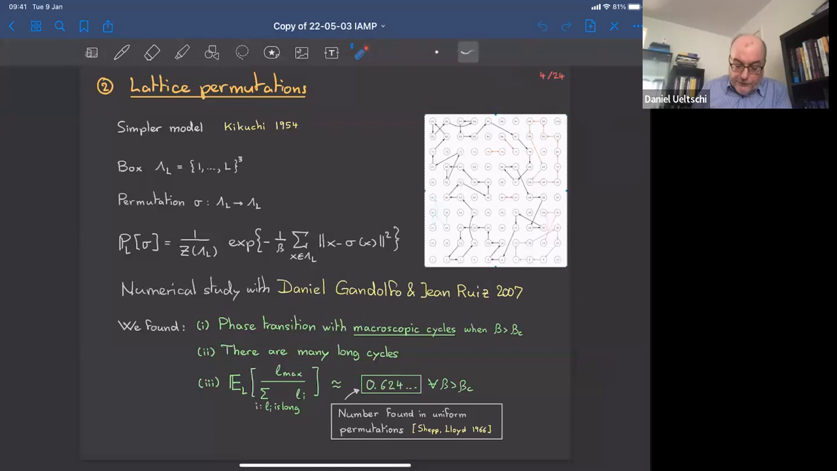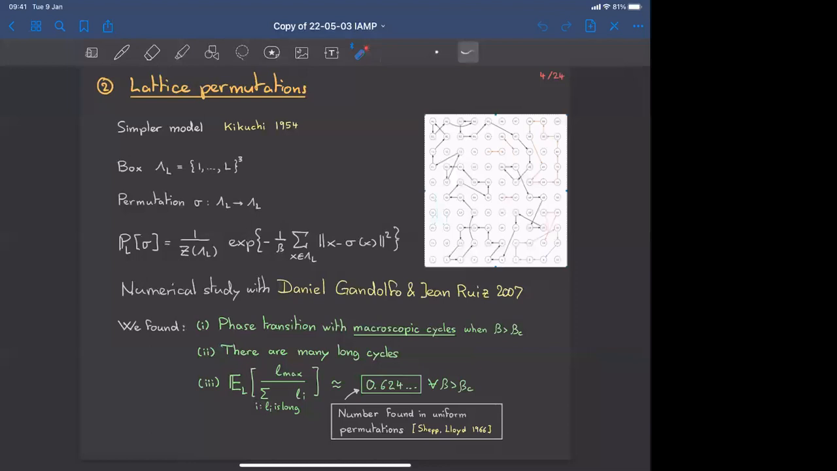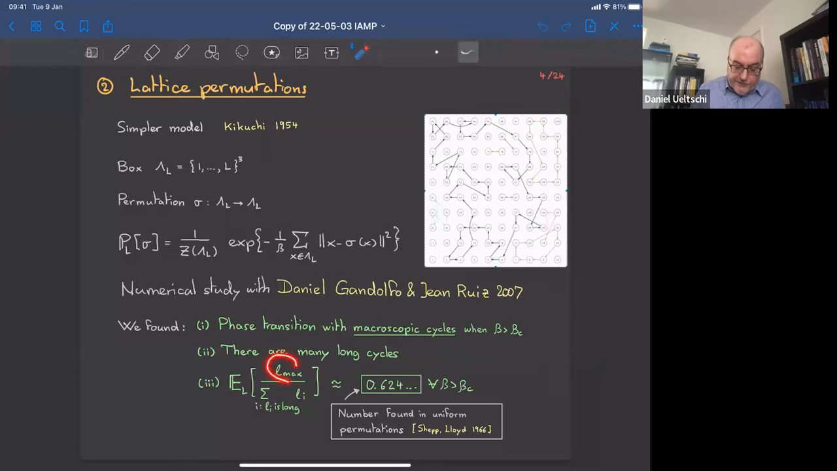The second numerical observation is that there are many long cycles. It's not like a random cluster where you have a single large component, but you have many of them. And then there was this numerical observation which puzzled us. We calculated numerically this quantity over here: we take the expectation of the largest length of all cycles, and we divide by the length of the long cycles. And we got this number, 0.624.